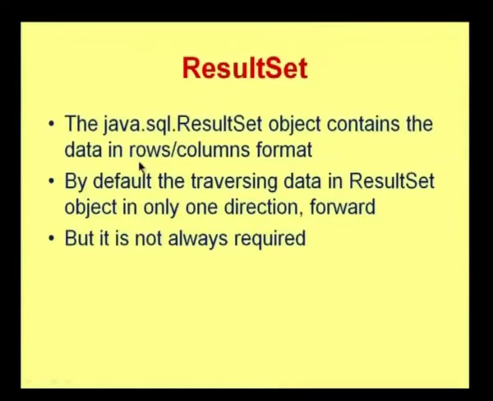The java.sql.ResultSet object contains the data in rows and column format. By default, traversing data in a result set object is only in one direction, forward, but that is not always required. As stated, java.sql.ResultSet is available in the java.sql package. An object of this holds a set of rows and columns.